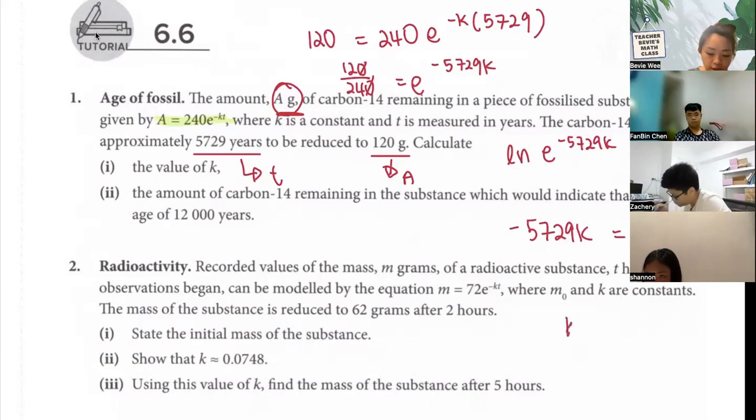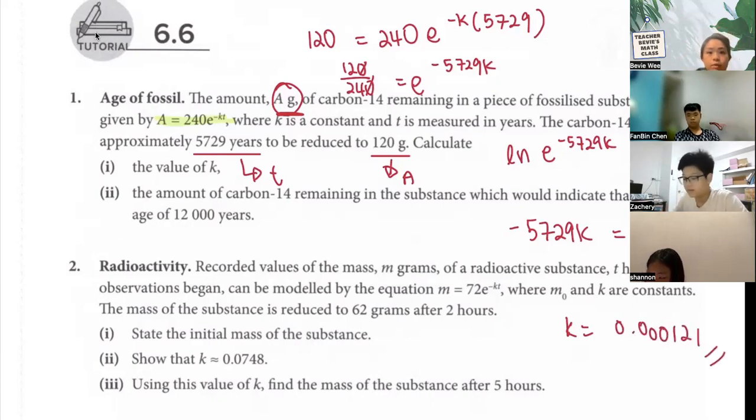You just find k: take ln half divided by negative 5729. Your answer will become a positive number, which is 0.000121. Very good. So this is your constant K that doesn't change throughout this entire question. Even if the time is 100 years later, your K is still that value.